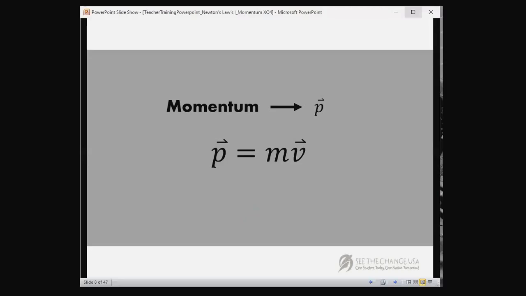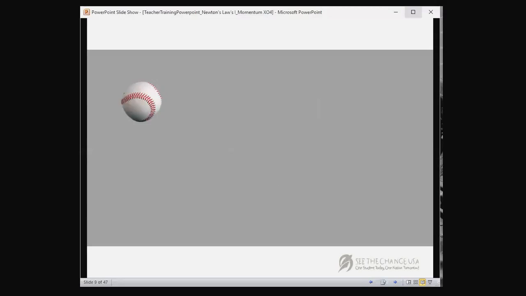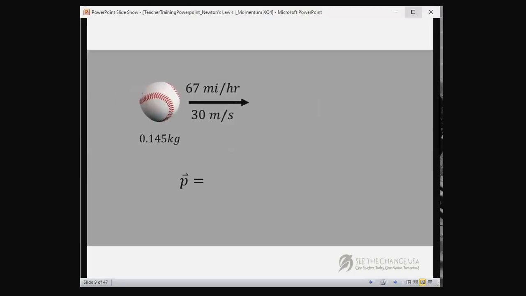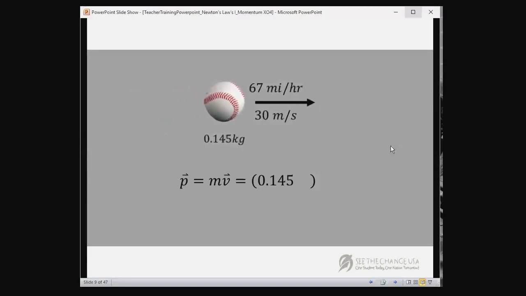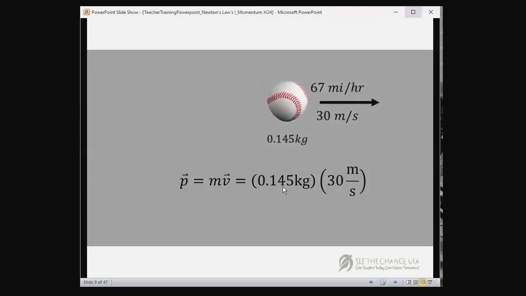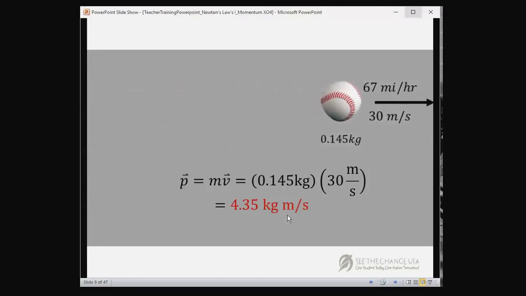So let's take a look at this in a very simple problem. Imagine you have a baseball and it's moving with some velocity, let's say 67 miles per hour, which is roughly 30 meters per second. And let's say that baseball has a mass of 0.14 kilograms. If the baseball starts moving, we can calculate the momentum of the ball by multiplying its mass times its velocity. And that gives us this number right here. I want to point your attention to this unit, kilogram meters per second.